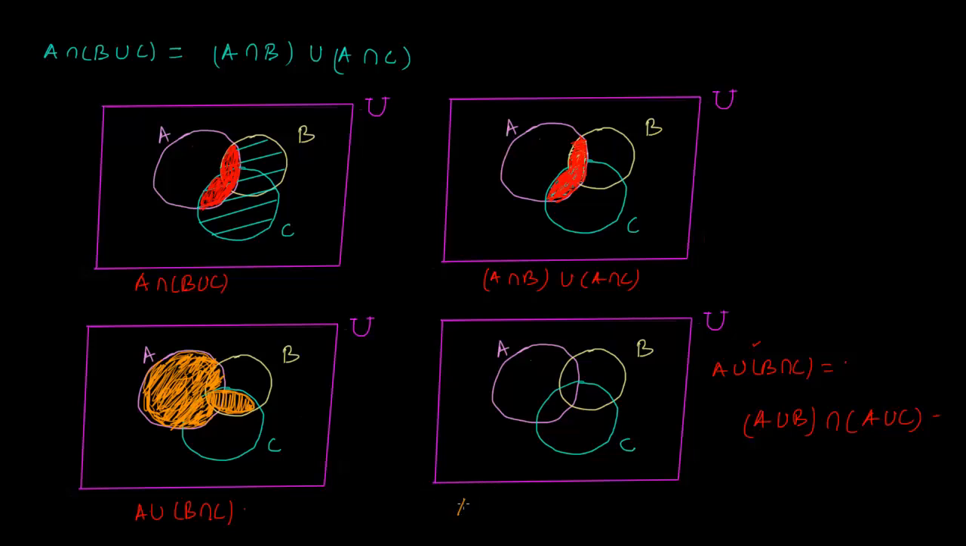Now let us try to do A union B intersection A union C. Now what is A union B? I'll hash it, right? So A union B is everything which belongs to A, and to B, and to everything that is common between A and B, right? Okay, this is A union B. What is A union C?